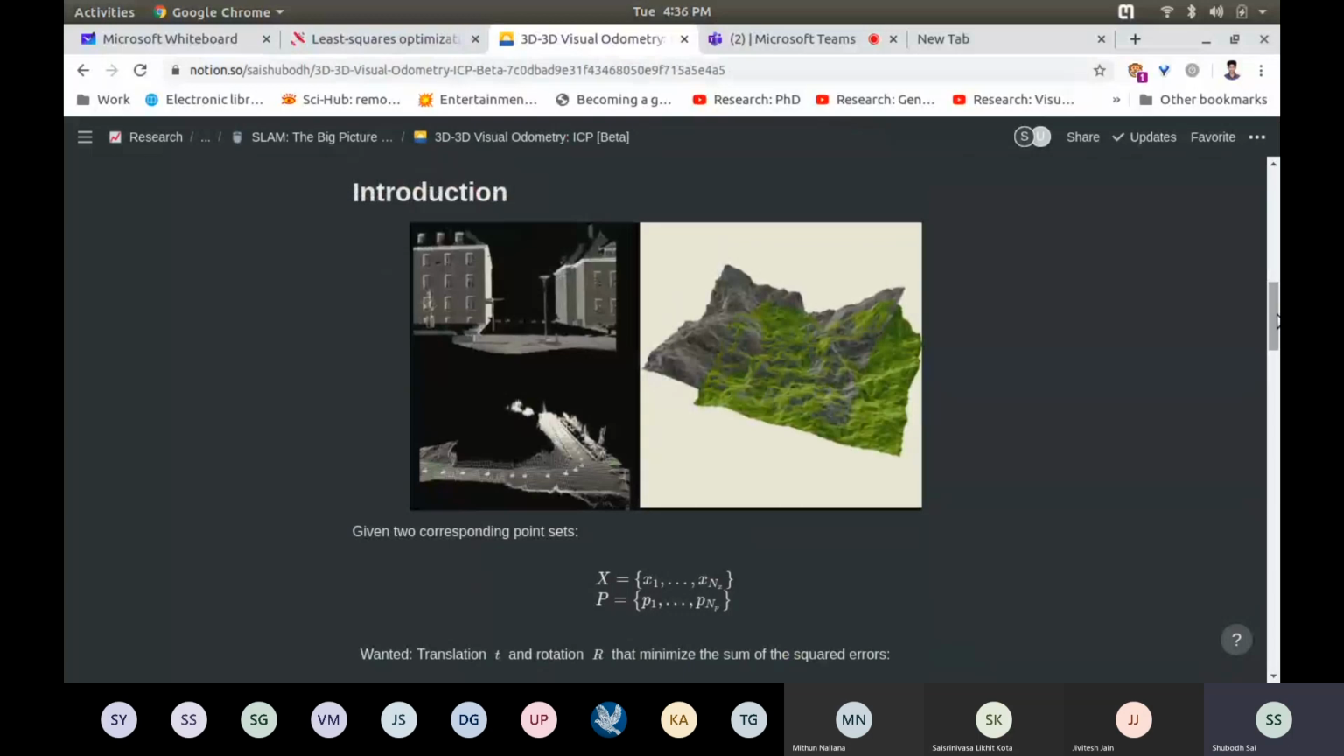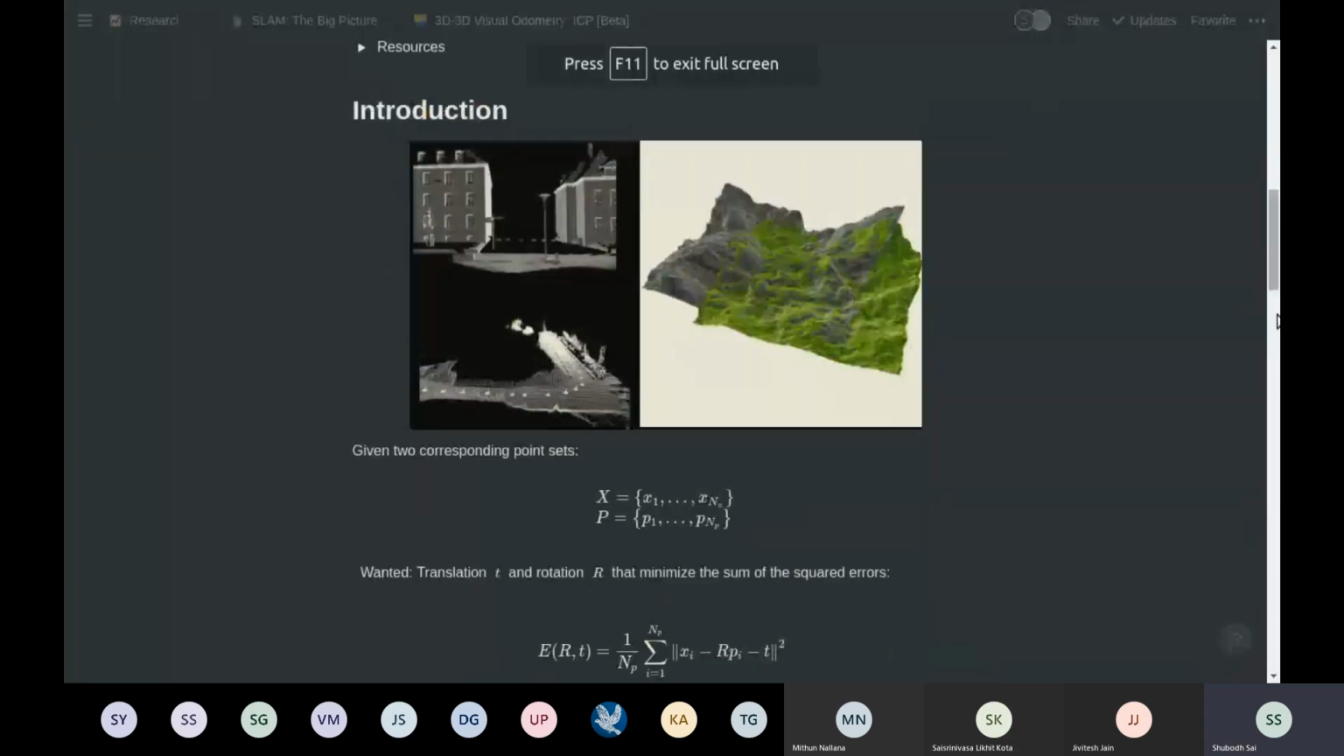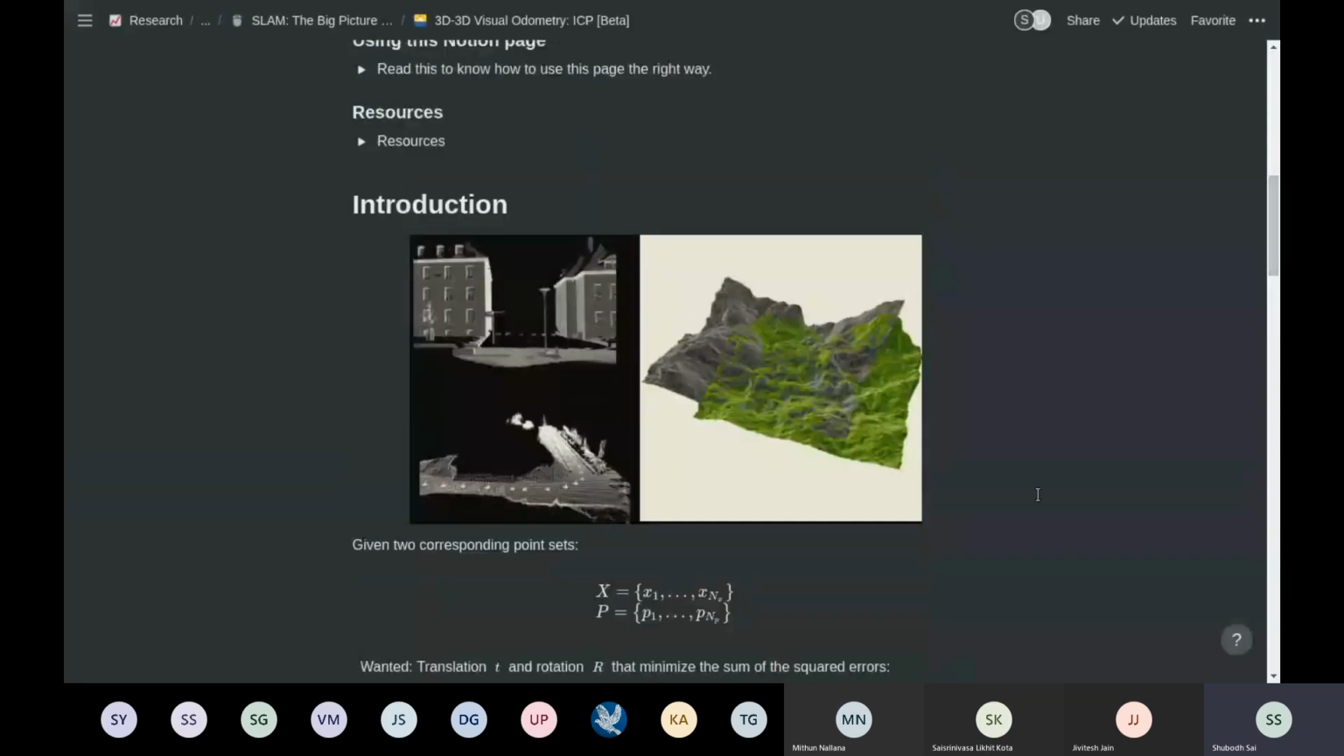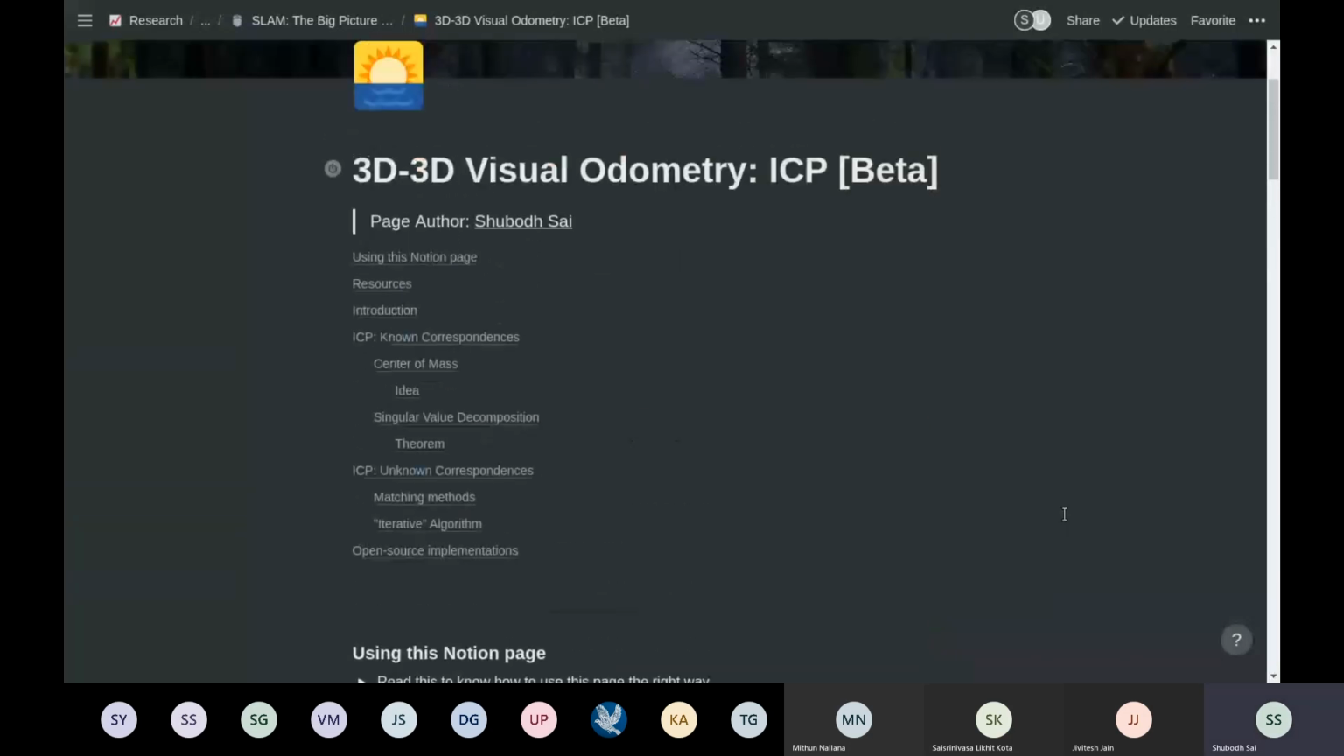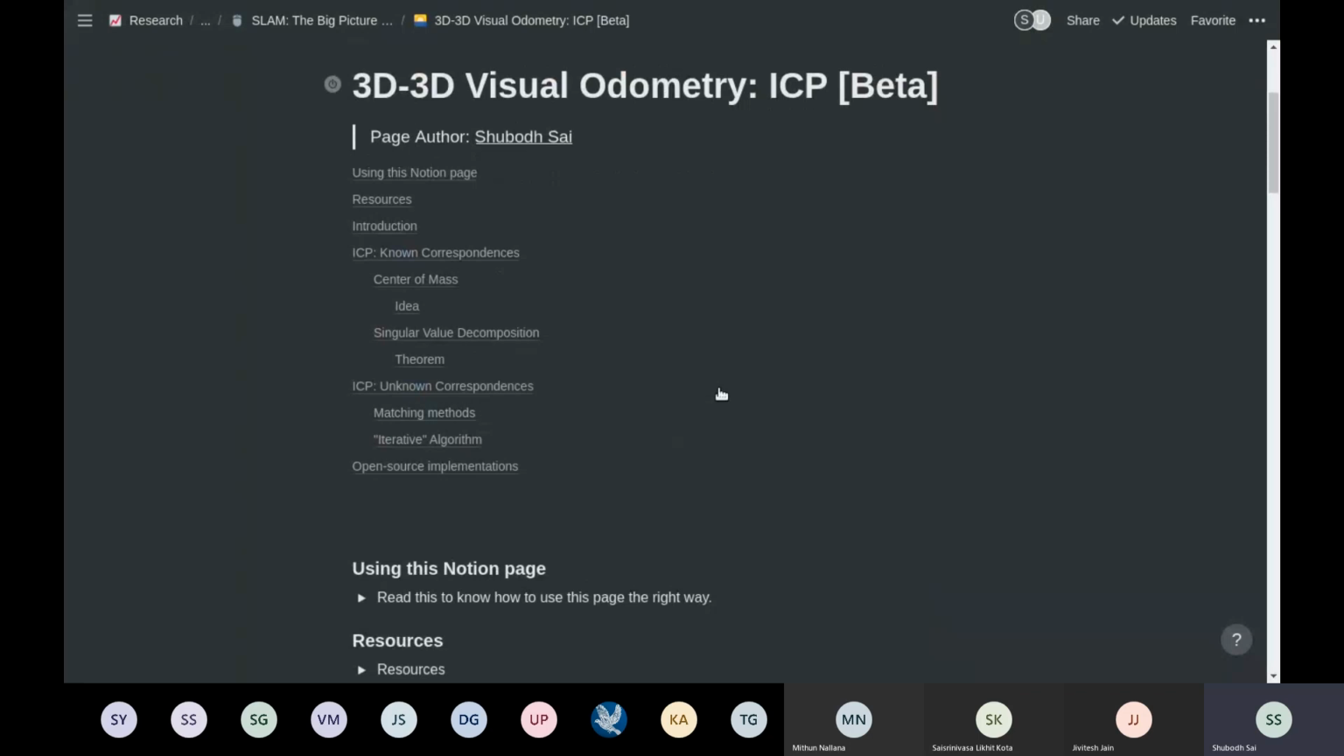Okay, let me quickly cover ICP. Hopefully I won't go too deep into the math here. We have seen enough math for today, I guess. We'll see the big picture again tomorrow. What's the point of repeating again and again?